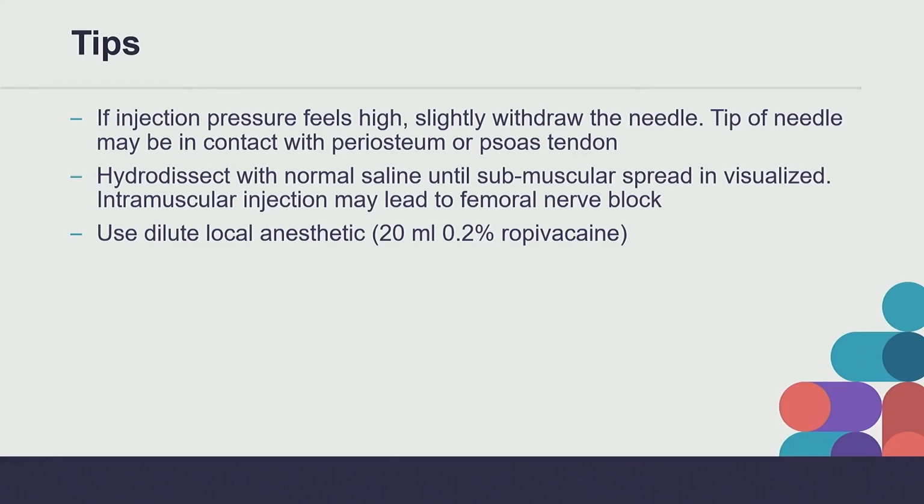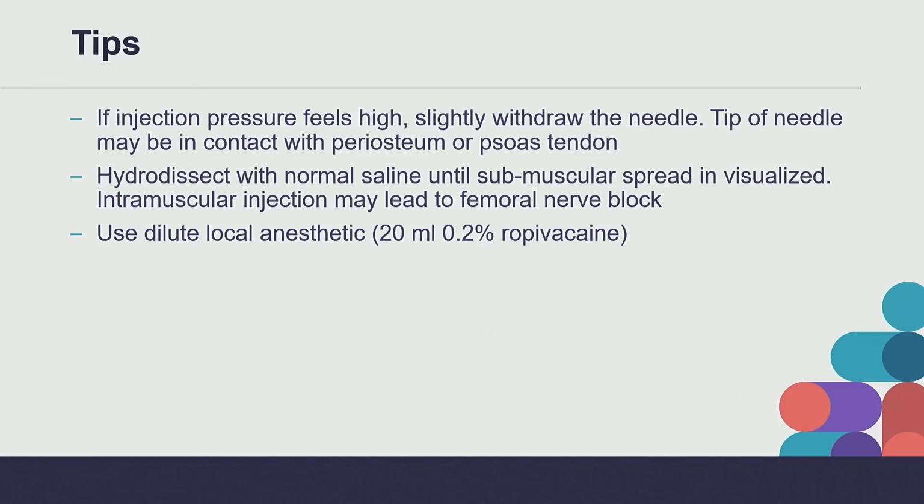Hydrodissect with normal saline before you get to that spot. And the reason why I recommend this is if you do get some intramuscular spread while you're going in, sometimes that local can extravasate up to that femoral nerve and then cause quad weakness, which is the opposite of what we're trying to achieve here with this motor blockade. And then use dilute local anesthetic again for that same reason. 20 cc's is more than enough to cover all those terminal branches of those 3 nerves.